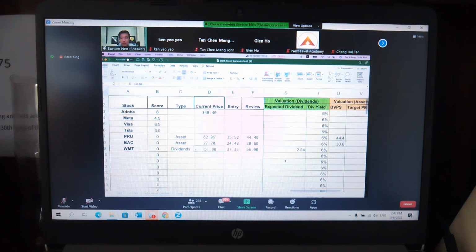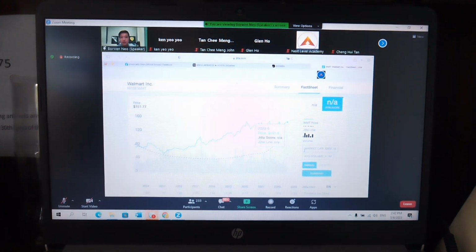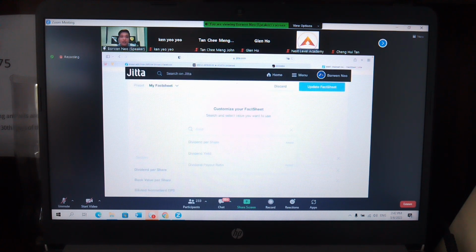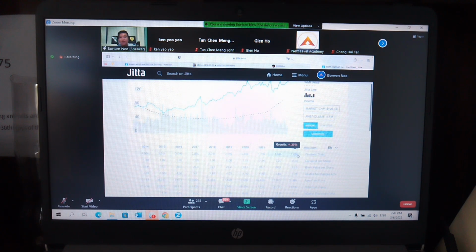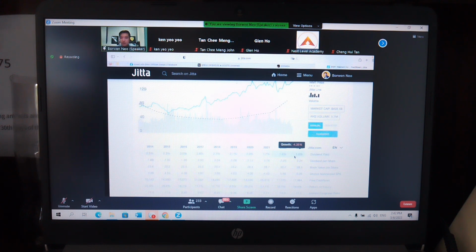So another shortcut that you can also use is you can also type in dividend yield. So this is a shortcut. I also teach you the shortcut. Shortcut also means that just by looking at this, you can see that right now the dividend yield is 1.6%. So actually from here, you already know that you will fail in terms of valuation. Pretty straightforward. So that is for Walmart.